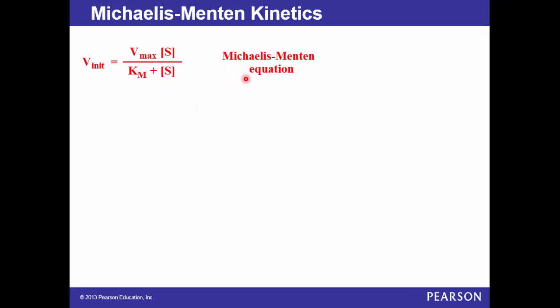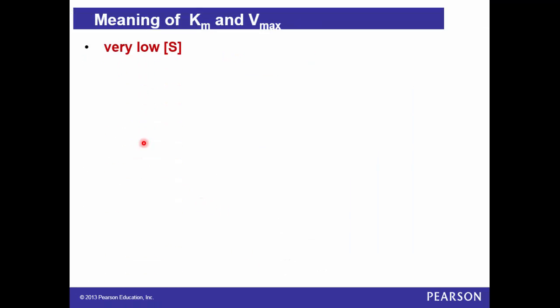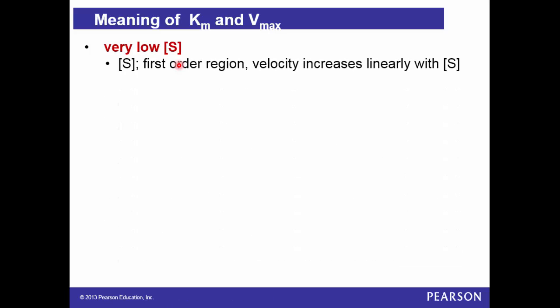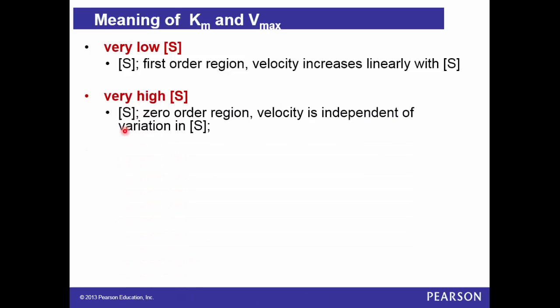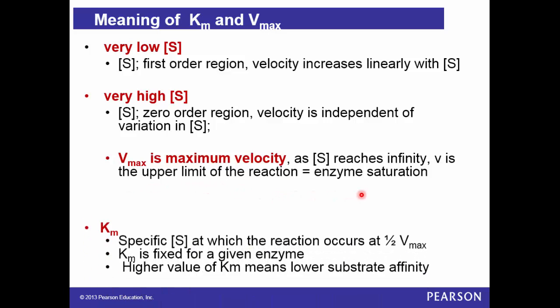There is an equation called the Michaelis-Menten equation. This is the one that we plot here. Velocity versus substrate concentration, as you can see. Now, at very low substrate concentration, first order region, as I showed you, velocity increases linearly. Very high substrate concentration, zero order. Velocity is independent of substrate concentration. Vmax is the maximum velocity as substrate concentration reaches infinity. Vmax is the upper limit of the reaction, and this equals enzyme saturation.